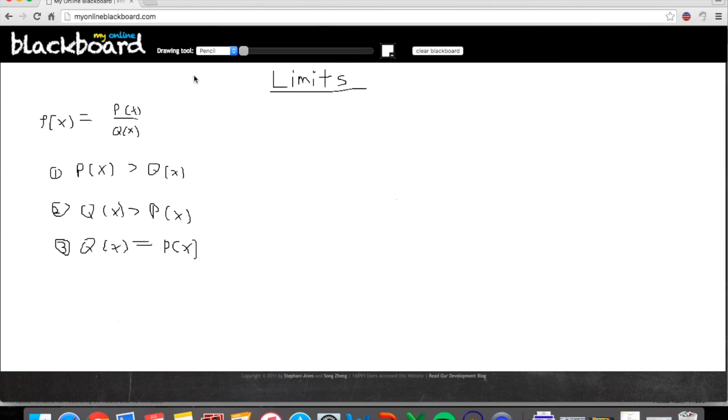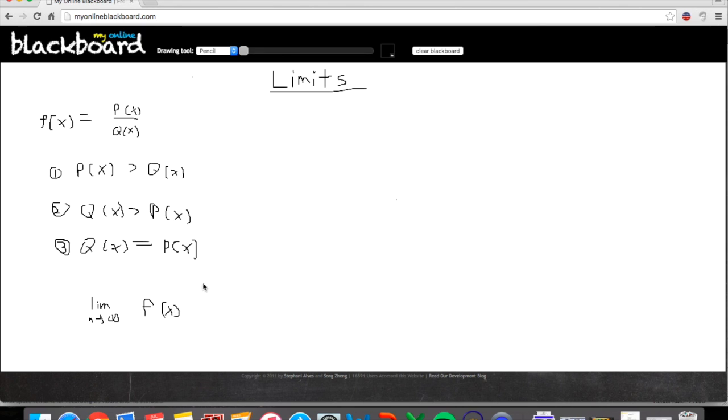More specifically, limits of polynomials, or fractions, where there's a polynomial in the numerator and a polynomial in the denominator, and what their behavior is as the limit of x approaches infinity for this f of x function that I've written on the top.